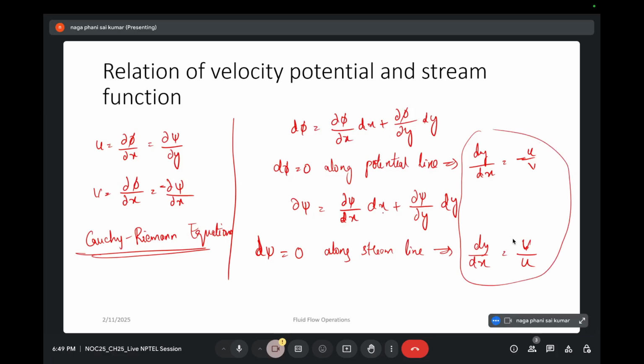Okay, and now the slope of the potential line into the slope of the streamline, just multiply them. What would be the slope? This is nothing but dy by dx. Slope of potential line into slope of streamline will be equal to -1. So you just multiply them. Y and y get cancelled out, u and u get cancelled out, and you'll be left with -1. Okay. So these are the relations between velocity potential and stream function.